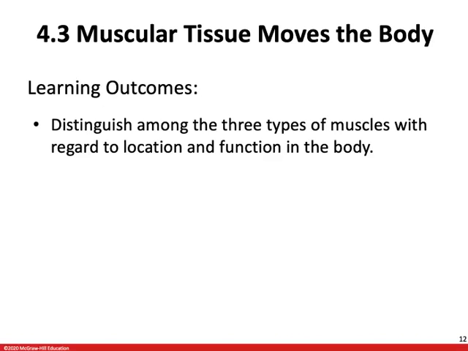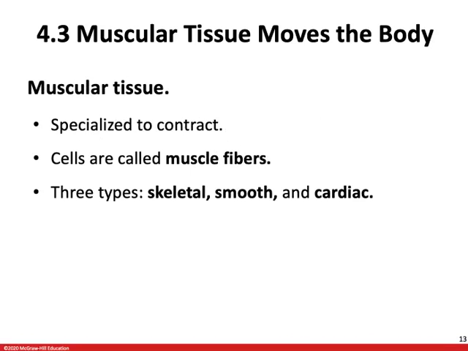All right, muscular tissue moves the body. So from here, you should be able to distinguish among the three types of muscles with regard to location and function in the body. Muscle tissue is responsible for the movement of the body and of substances through the body. It is composed primarily of muscle cells or muscle fibers that contract when stimulated.